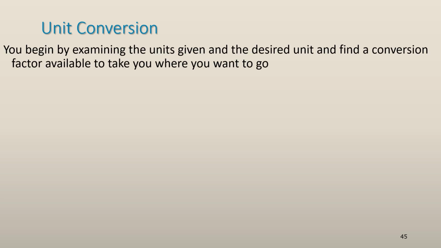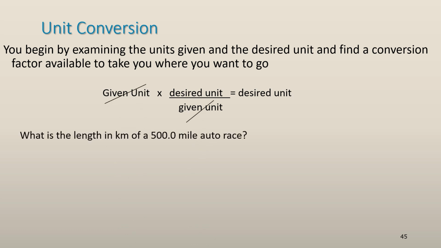But anyway, these might be helpful. So let's look at unit conversion. What you want to do is take the units that you're starting with, figure out what units you're trying to get to, and then find a conversion factor that compares the two. So here's kind of the idea. Take your given unit, find a conversion factor that has the 2 units involved, and then put the unit that you're trying to get rid of on the bottom, the desired unit on top. They'll cancel out, and you get your desired unit. So let's look at an example. What is the length in kilometers of a 500-mile auto race?